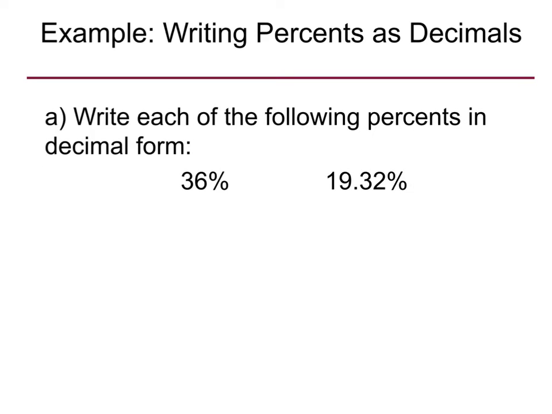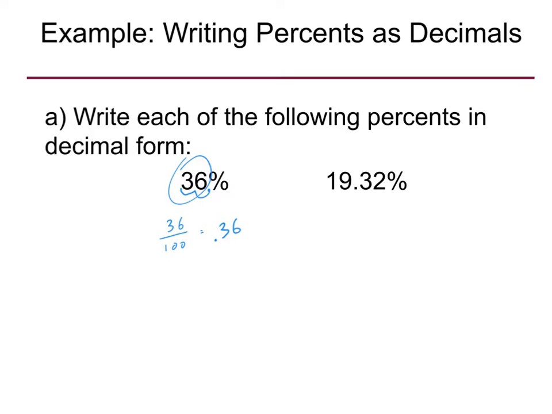So in this first example, when we want to write our percents in decimal form, 36%, we can write it first as a fraction, 36 over 100. When I'm dividing by 100, that brings my decimal point to the left. So two places in this case, 0.36. Some people go like that, and they go once, twice to the left. If that's how it works for you, then go for it that way.